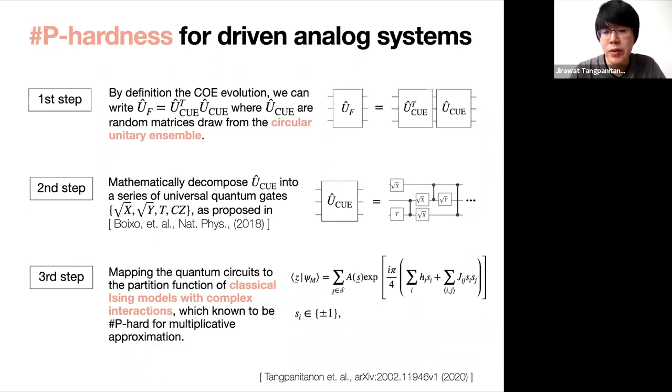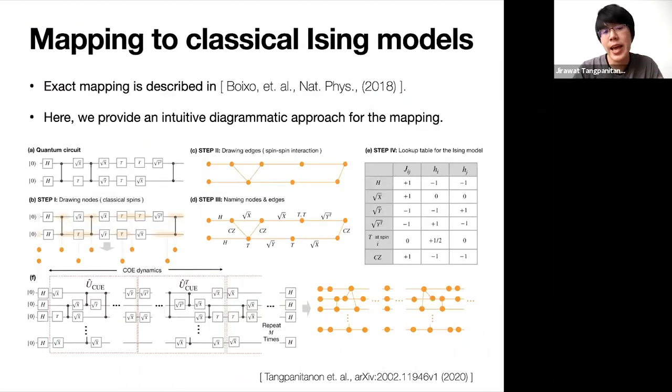Then the third step, which is a standard step in random quantum circuits, is to map this circuit into a partition function of a classical Ising model with complex interactions, which are known to be Sharp-P hard. So basically we want to write down this overlap on the left as a partition function. Here A_s is a degeneracy, and what is inside the exponential is just the energy of a complex Ising model. The exact mapping is already provided by Boixo in the previous proposal, but that proposal involves a lot of heavy math. So in this work, we show you a more intuitive approach to understand this mapping. If you want to know the math behind each step, we can talk about it afterwards.